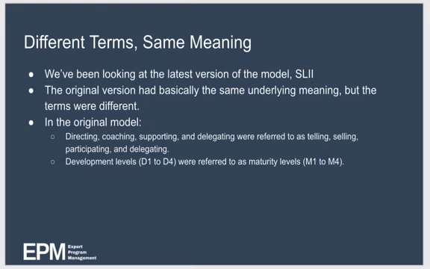But the original version of the model basically had the same underlying meaning, but many of the terms used were different. So in the original model, directing, coaching, supporting, and delegating were referred to as telling, selling, participating, and delegating, respectively. And the development levels, D1 to D4, were referred to as maturity levels, and they were labeled M1 to M4. And obviously that can be confusing if you're encountering all these different terms, but don't despair. Whatever version of the model you use and whatever terminology you're looking at, the underlying meaning is basically the same.